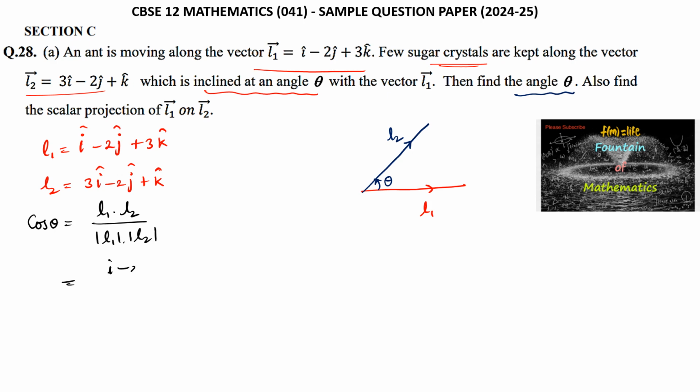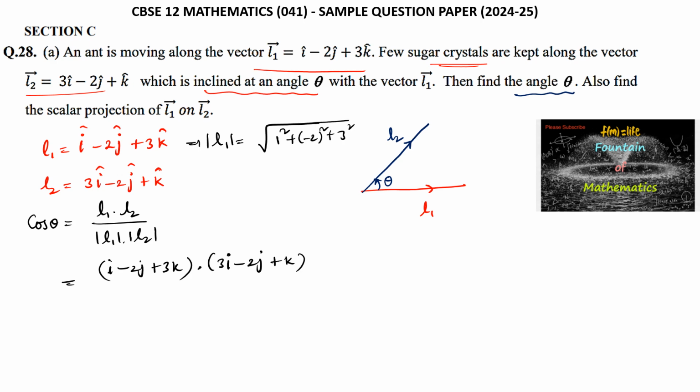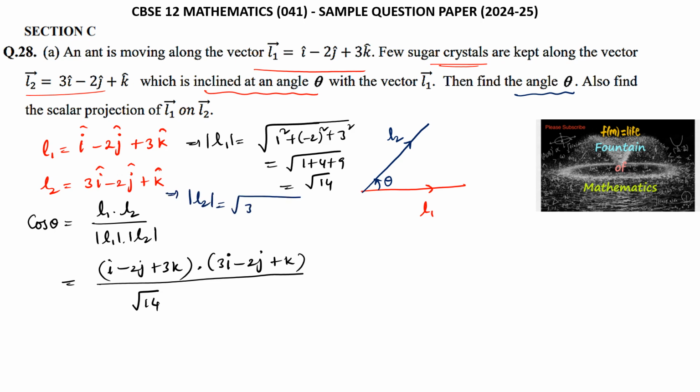That is (i − 2j + 3k) dot product with (3i − 2j + k). Let us write mod of L1 is equal to under root of 1 square plus (−2) whole square plus 3 square, that is under root of 1 plus 4 plus 9, that is root 14. So we divide by root 14, and similarly mod of L2 is equal to under root of 3 square plus (−2) whole square plus 1 square, the same values, so we can write root 14.